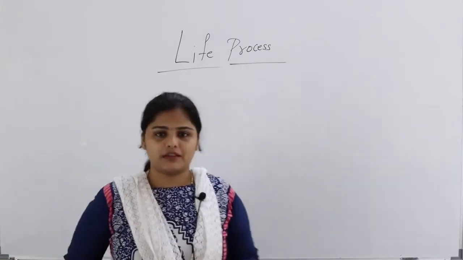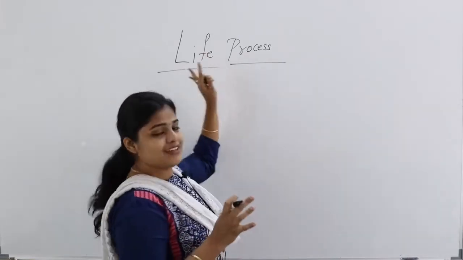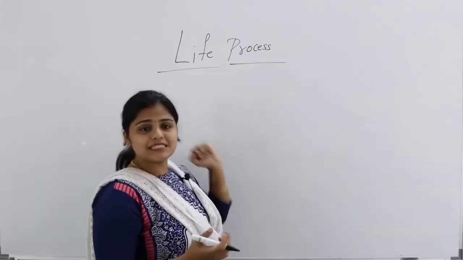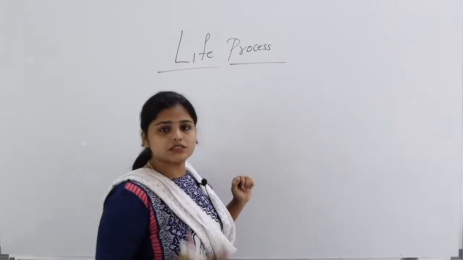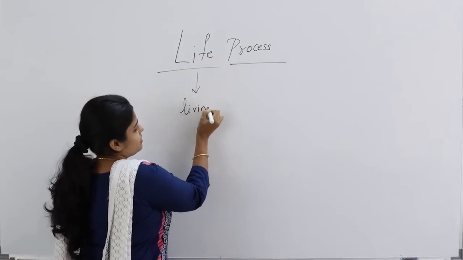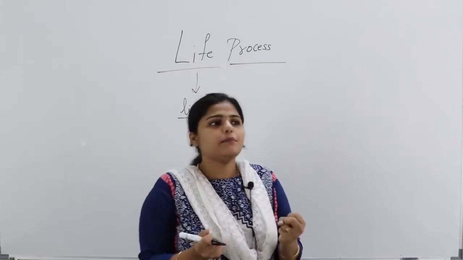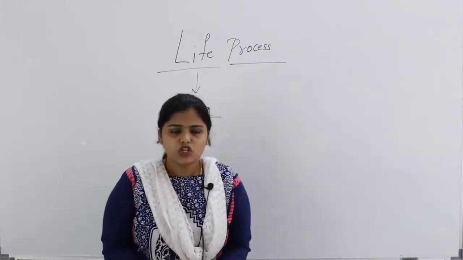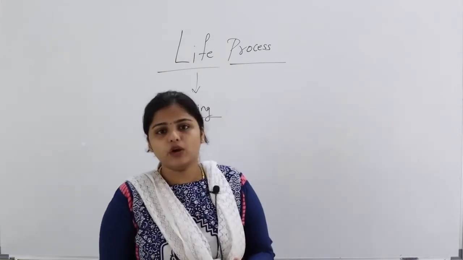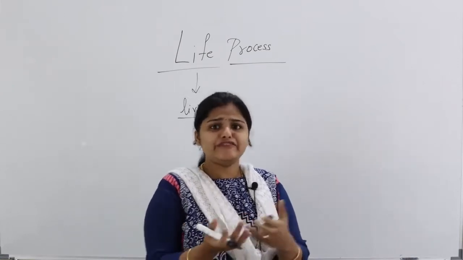When I see this topic, I get to know that first I should know what is life and what are the different processes happening in the body. So I'll start with the first word, that is life. Life is something which is living. Living means it has some or the other kind of properties. So what is a property which you can define that it is life? There are different kinds of properties.